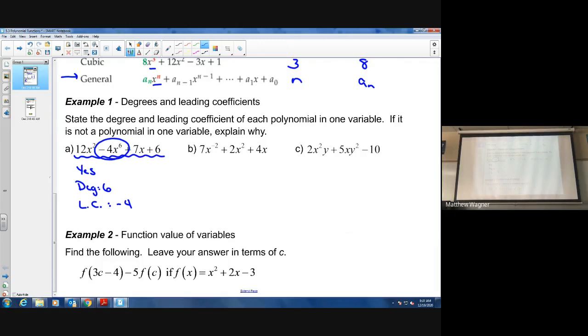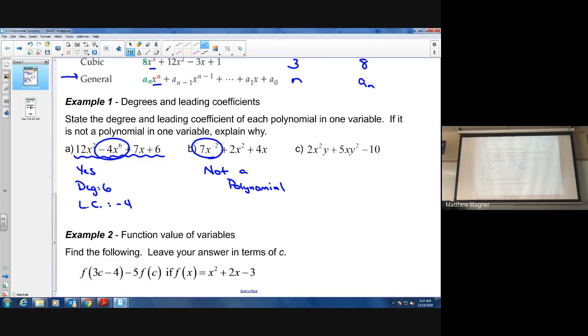All right, as we move on to example B, hopefully you notice here, we have a negative exponent. So this is not a polynomial. Just like we talked about on lesson 5.2, when we have negative exponents, those are not polynomials. Polynomials must have whole number powers to be a polynomial.